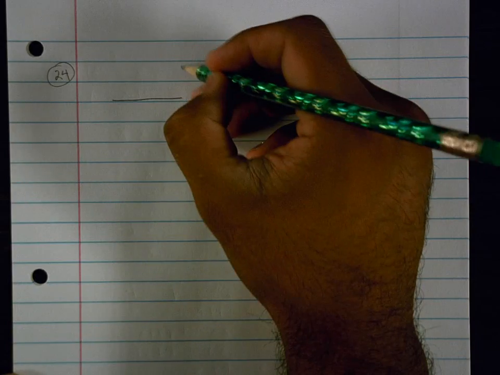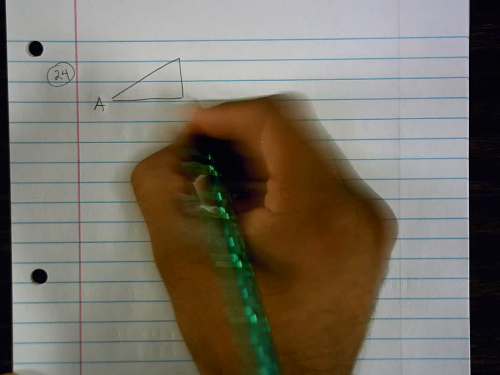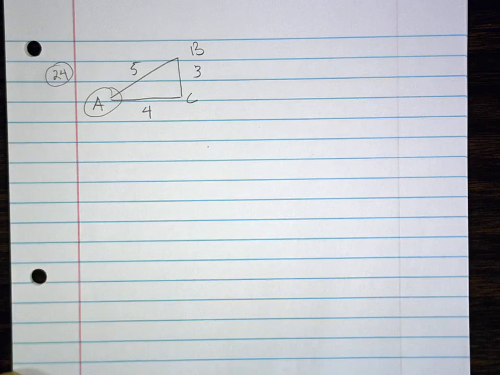This is the Unit 13 review, number 24. It says find the sine of A, cosine of A, and tangent of A, and they give us a triangle. And we're looking at A, C, and B, 5, 3, and 4. So this is the angle we're talking about.